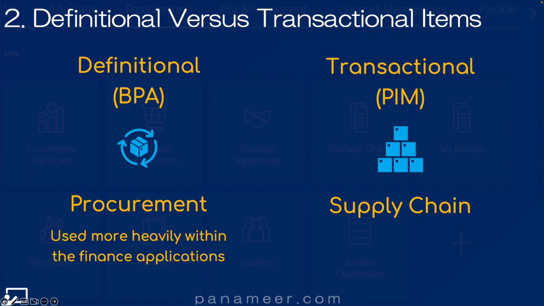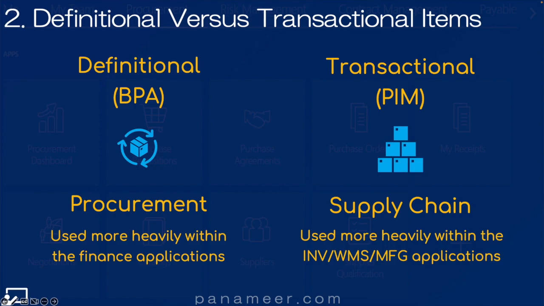Transactional items are created by creating an item within the Product Information Management or PIM application, which is under product management. These types of items are used more heavily within the supply chain applications. This video focuses on transactional or PIM items.